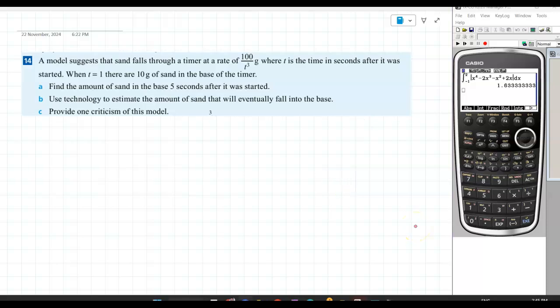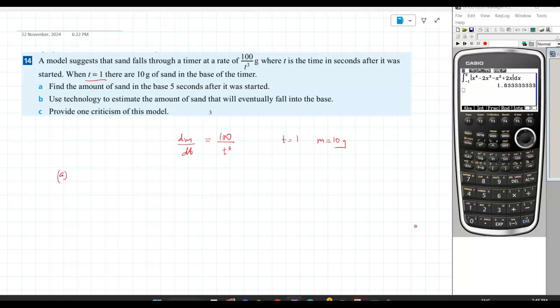A model suggests that sand falls through a timer at a rate of dm by dt equal to 100 over t cube, where t is the time in seconds after it started. When t is equal to 1, there are already 10 grams in the base of the timer. Part A: find the amount of sand in the base 5 seconds after it was started.